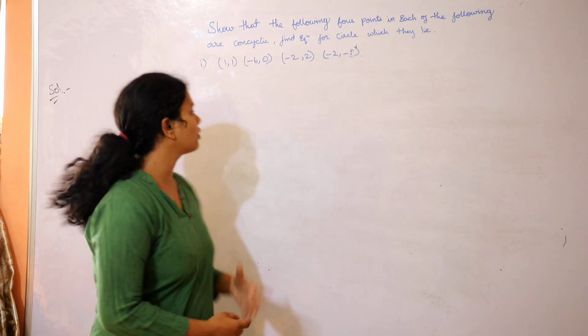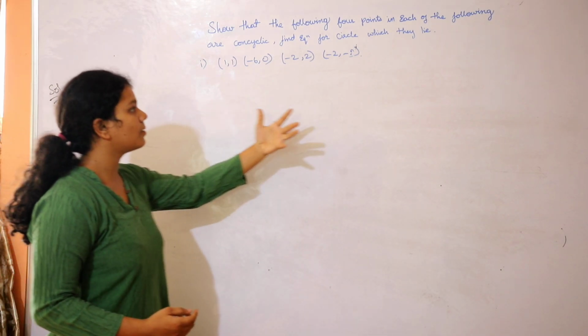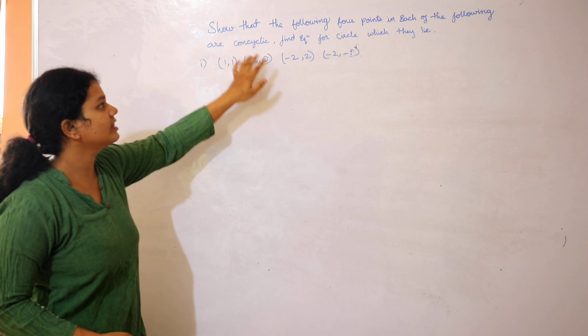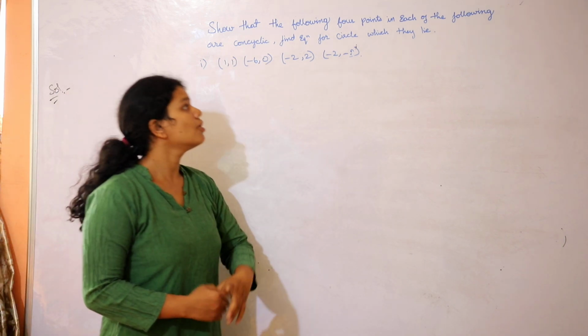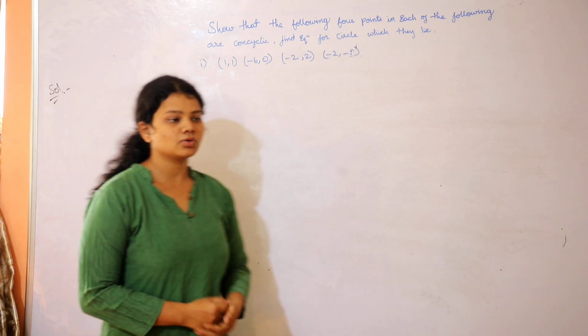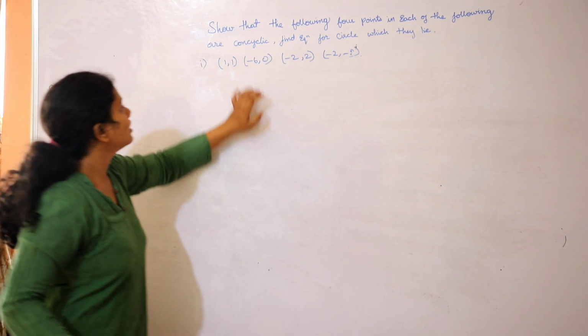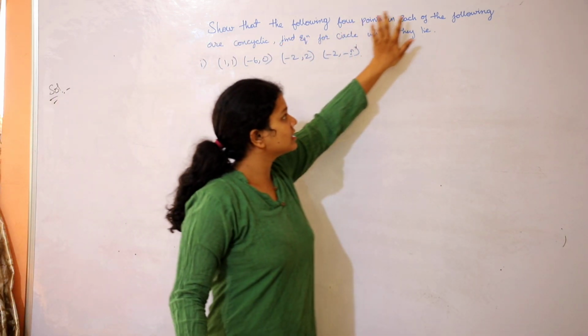Guys, in this video we are going to deal with the concyclic problem. Here they have given: show that the following 4 points in each of the following are concyclic. Find the equation for the circle on which they lie.